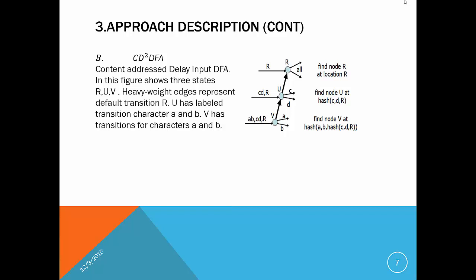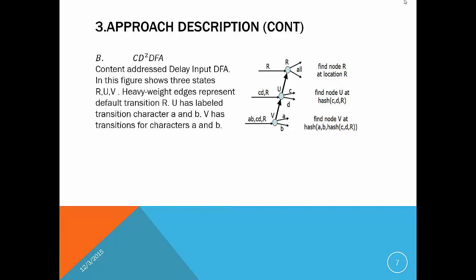In this figure, you can see the 3 states R, U, V. First, R, which has a heavily weighted edge, is represented by the default transition. U has labels for the characters C and D. State V has labeled transitions for the characters A and B, and the arrow coming from the left represents the transition from other states to the states R, U, V.